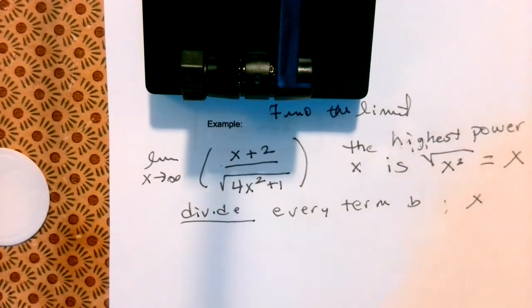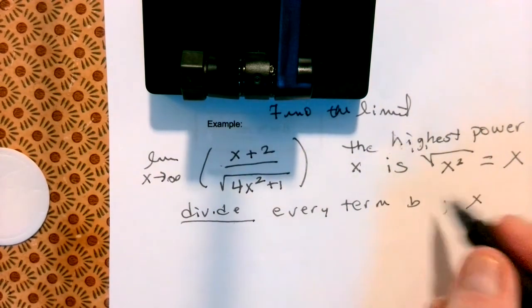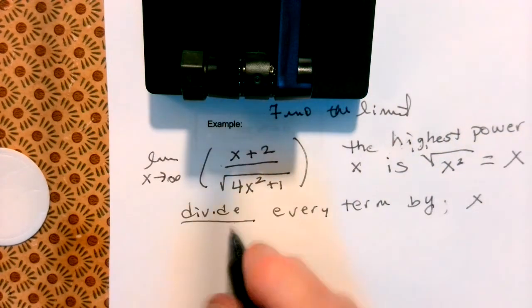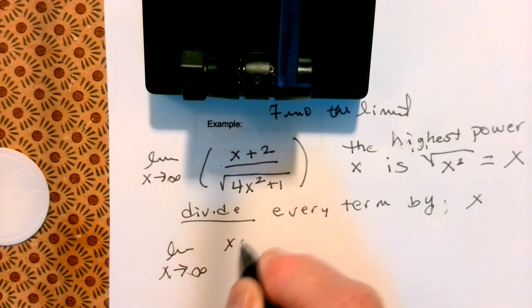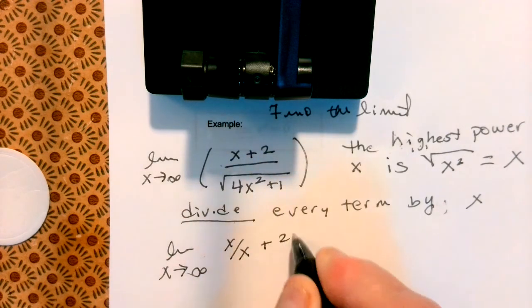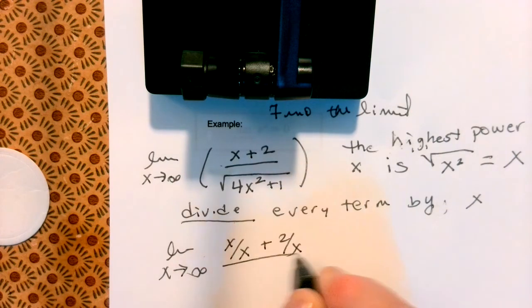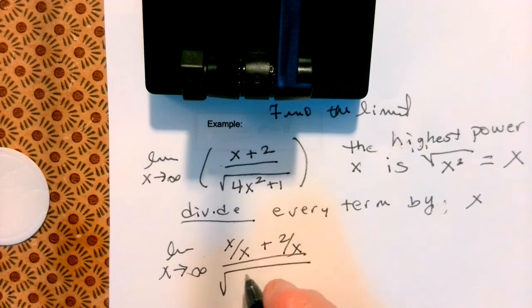Okay, so let's do that. What it's going to look like is the limit as x goes to infinity of x over the square root of x squared plus 2, over x. And when we're dividing inside the square root, we have to divide by x squared inside the square root.